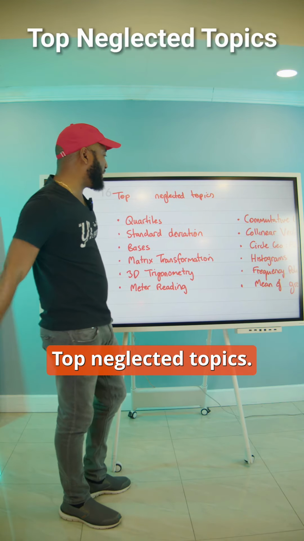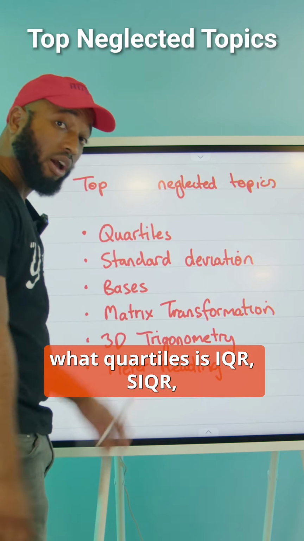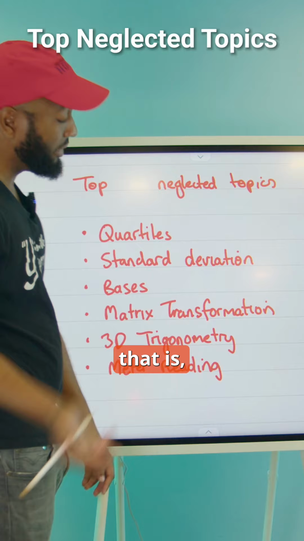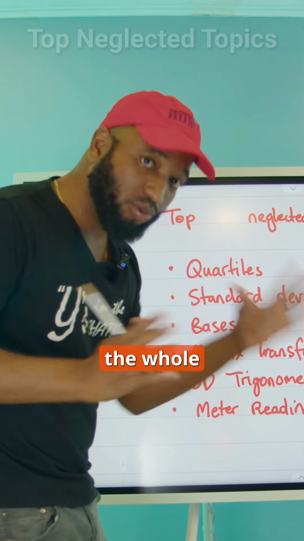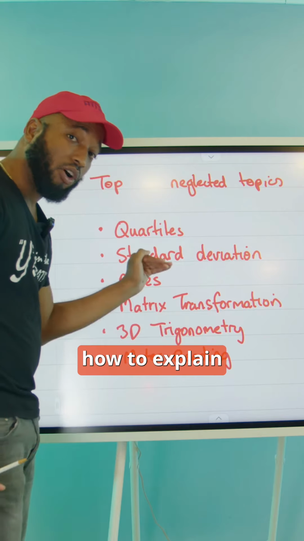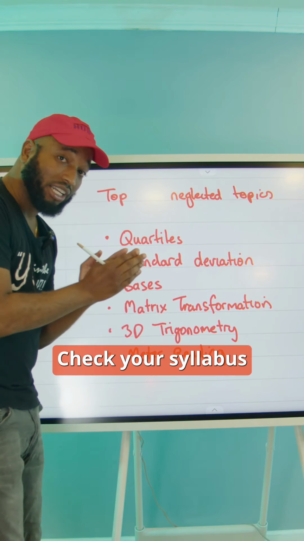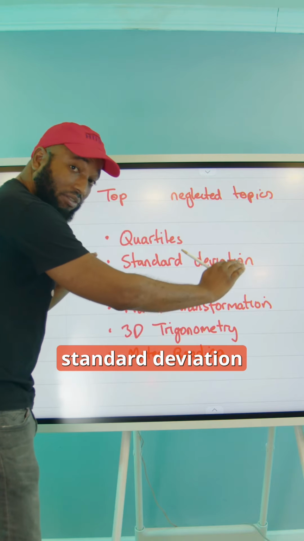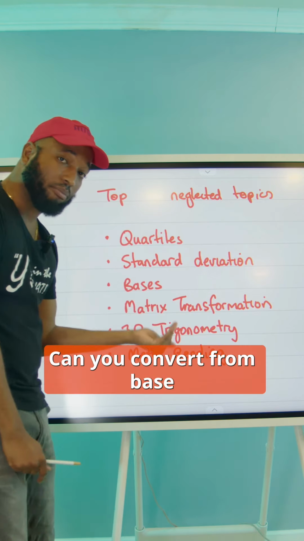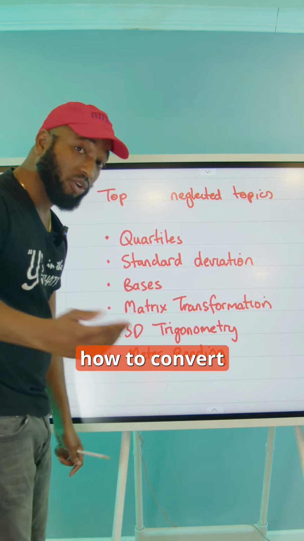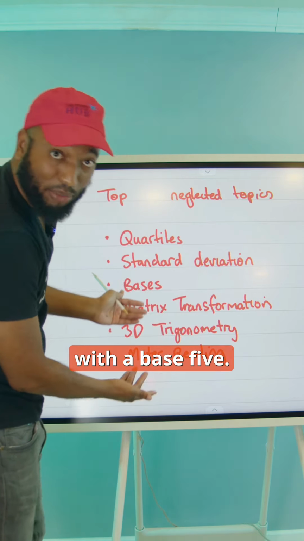Top neglected topics, let's go. Quartiles. If you don't know what quartiles, IQR, SIQR are, start hunting for that. Standard deviation. Before you go and learn the whole of standard deviation, you just need to know how to explain the standard deviation. So look it up, check your syllabus and see what in particular you need to know about standard deviation. I did some YouTube videos on that. Bases, can you convert from base 10 to base 2? Do you even know how to convert to bases other than base 2? What if CXC decides to surprise us with a base 5?